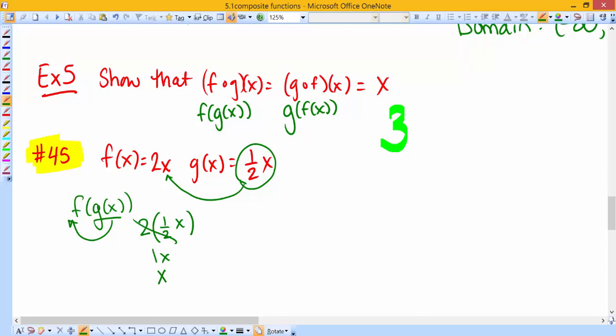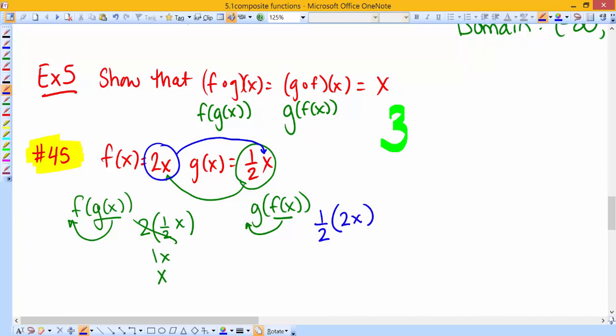Now I'm going to do the g of f of x. F goes into g. Let me use a different color. F will go into g of x. So I start with the 1/2, and instead of x, I put in 2x. 2's cancel, I'm left with 1x, which is x. So both of them became x.